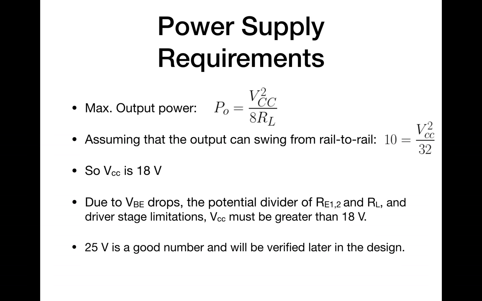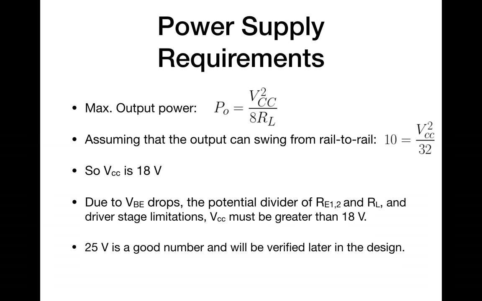The output power we want from the amplifier is 10 watts. It's given by that formula. And if we put in 4 ohms and 10 watts, you solve for what the VCC should be, and that's going to be 18 volts. Now, due to the VBE drops, the 0.7 volt drops through each transistor junction of the driver and output transistors, and their respective emitter resistors, RE1 and RE2, there are voltage drops in there too, so the voltage that those transistors actually see is a lot less than 18 volts. So you want to bump it up probably 5-7 volts or so, just to be safe. 25 volts was found to be a good number, and you'll verify that later in the design.